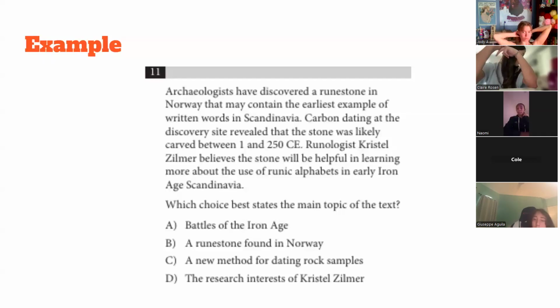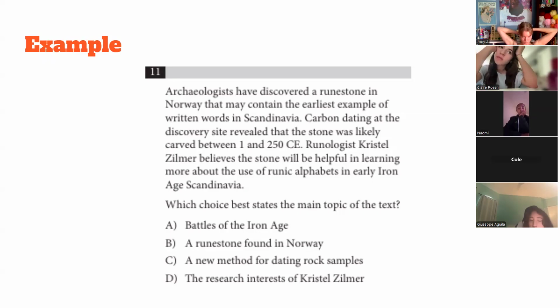Okay, so if we read the first sentence here, it gives you the overall main idea. Archaeologists have discovered a runestone in Norway. So B here is probably the correct answer, but I would recommend reading the rest of it because it may not just be that.